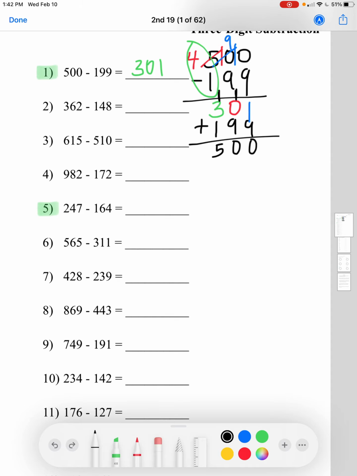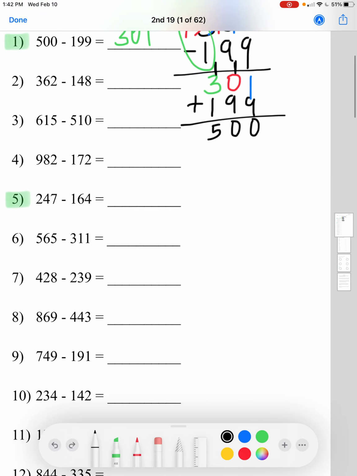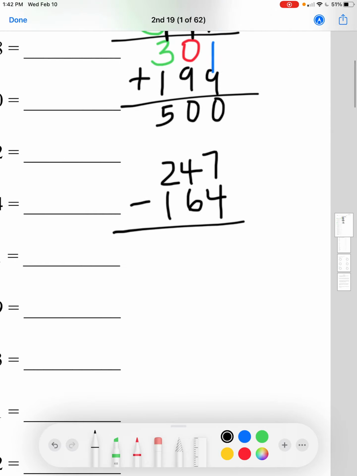Let's go over one last example. Let's go over number 5. 247 minus 164. Now let's look at the ones place. We have 7 minus 4. If you take away 4 from 7, you'll get 3.